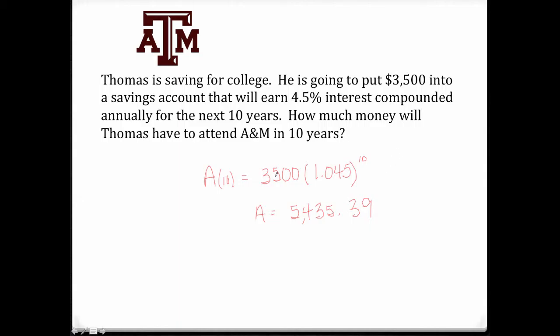So again, our equation, we had our principal amount, our growth rate, time period, and we'll see that Thomas has $5,435.39. So that's pretty cool. Thomas is earning almost $2,000 on that money. But let's see how Thomas might be able to earn a little bit more money.